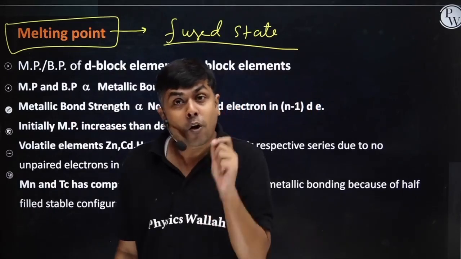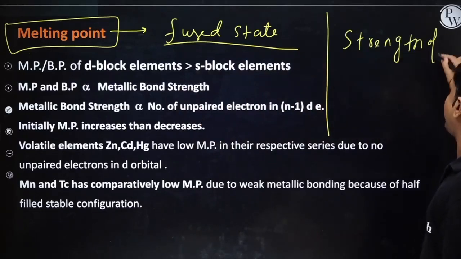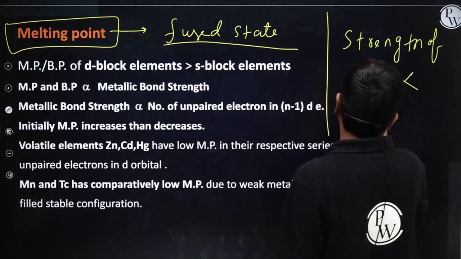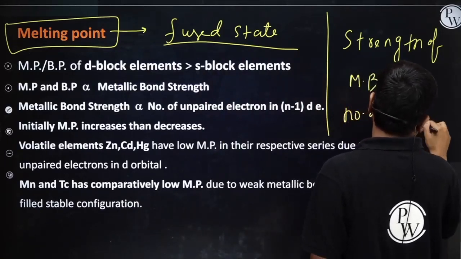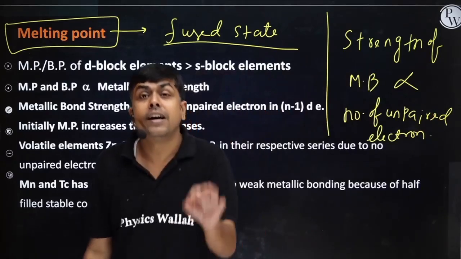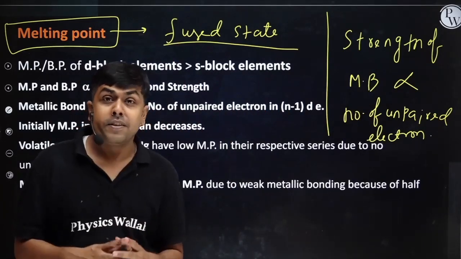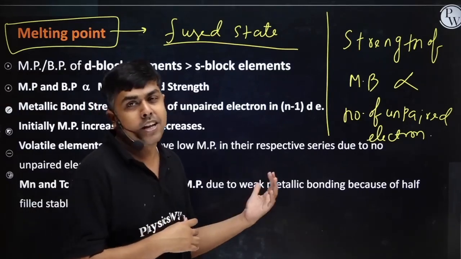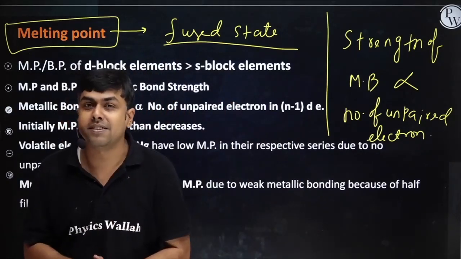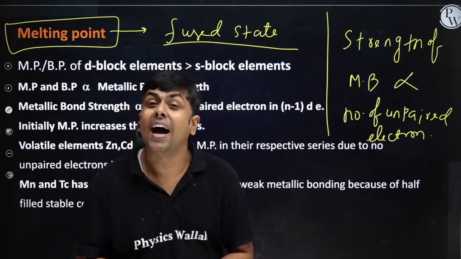Now, student, the strength of the metallic bond of any element simply depends on one factor, and that is directly proportional to the number of unpaired electrons. The more the number of unpaired electrons, the higher the strength of metallic bonding, and the higher the melting point of that particular element. If there is no unpaired electron in the electronic configuration of an element, then the extent and strength of metallic bonding will be less, and the melting point will be less. So that particular element will be highly volatile.